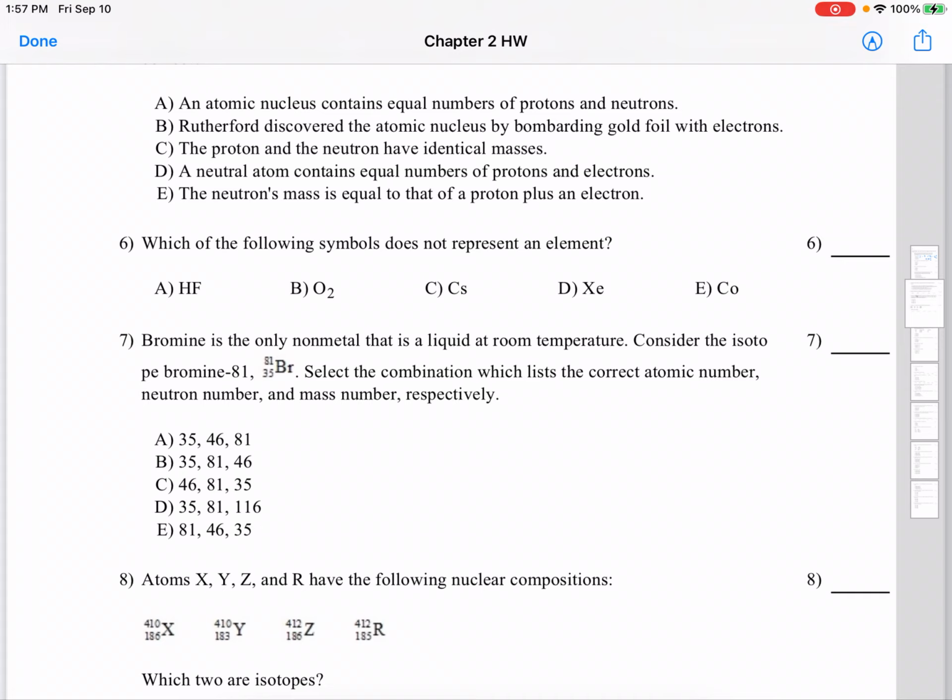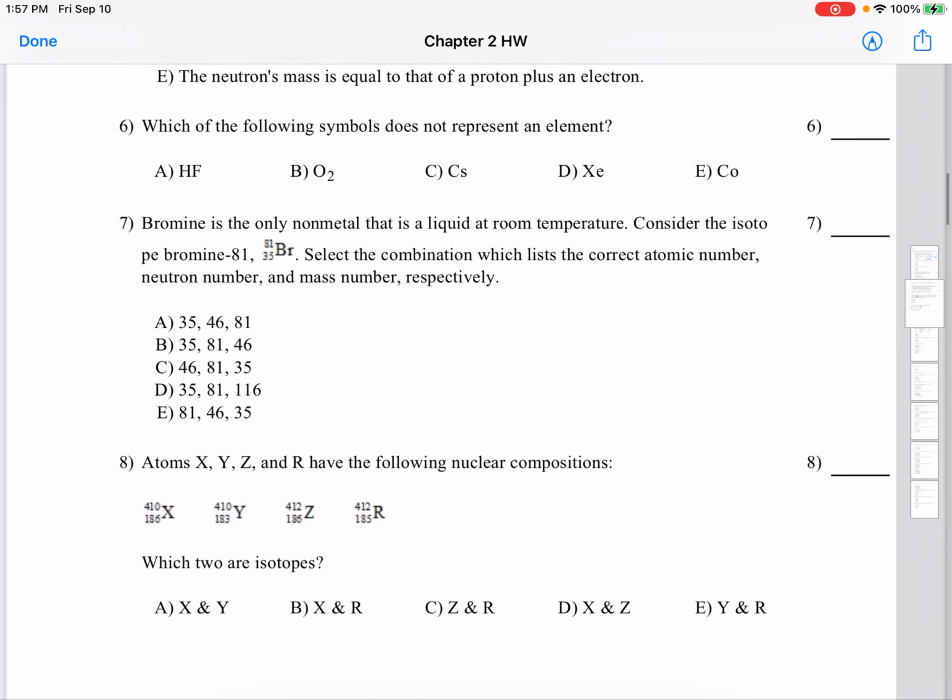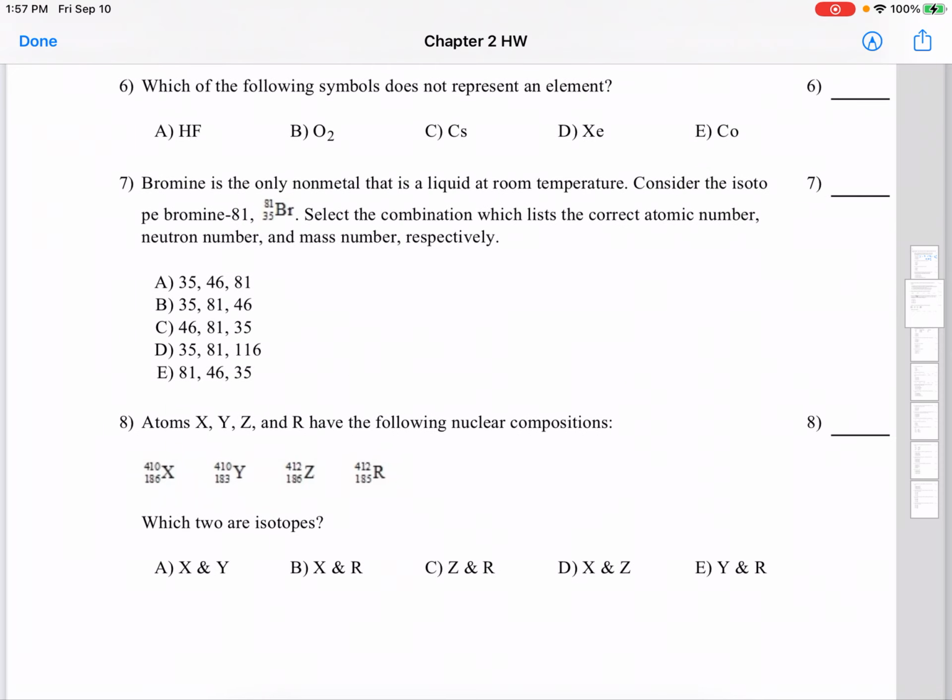A is the first one, hydrogen fluoride. B, oxygen, normally exists as a diatomic molecule, so that's an element. C is cesium, D is xenon, which is a noble gas, and E is a transition metal, cobalt. So the correct answer for that is hydrogen fluoride, right? Number 7, again that's an easy one too.